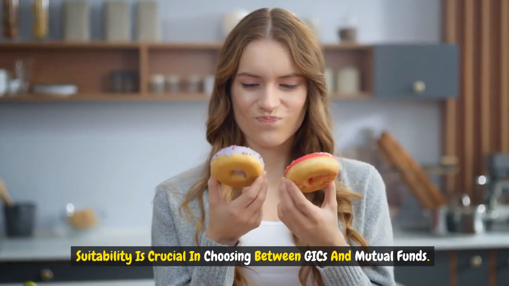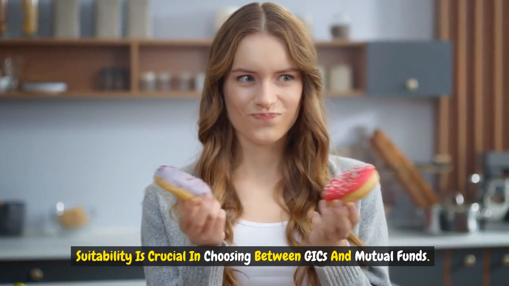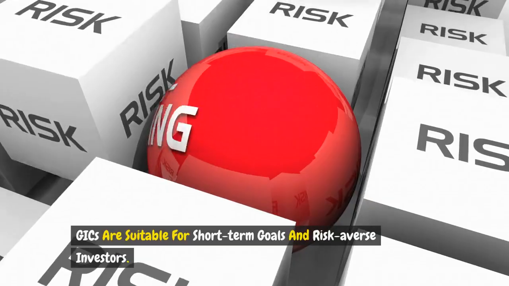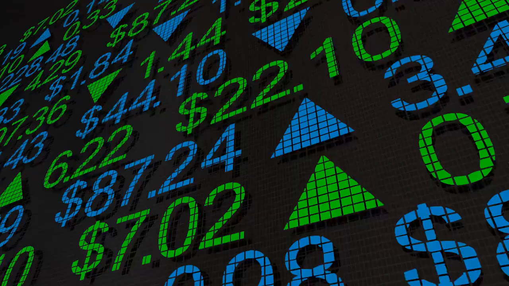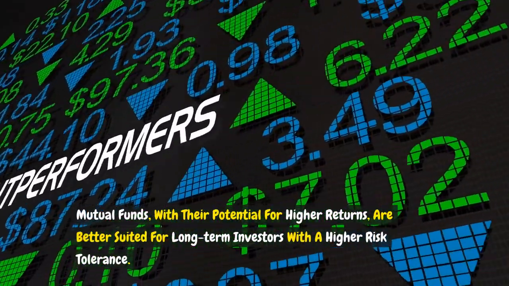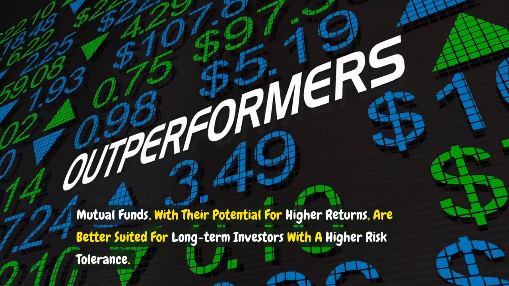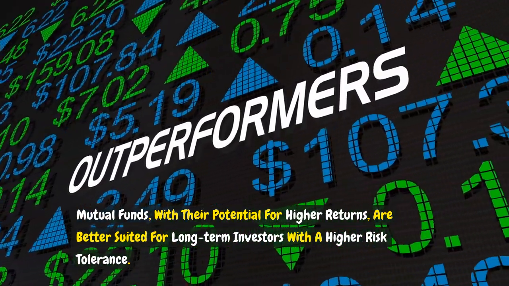Suitability. Suitability is crucial in choosing between GICs and mutual funds. GICs are suitable for short-term goals and risk-averse investors. Mutual funds, with their potential for higher returns, are better suited for long-term investors with a higher risk tolerance.